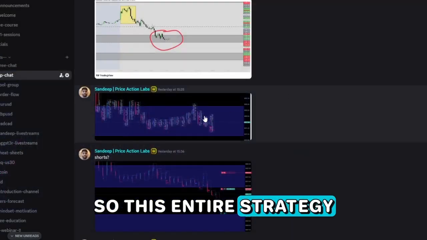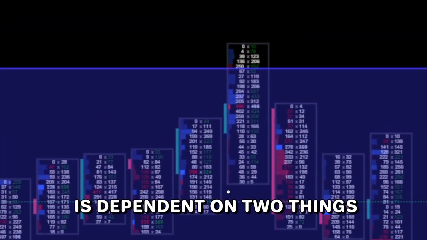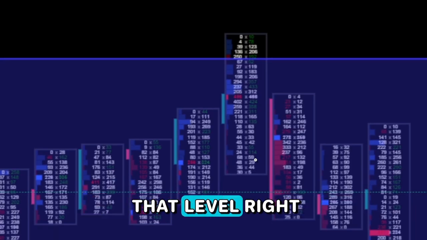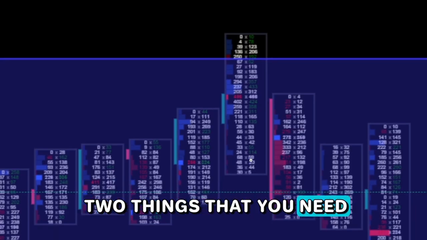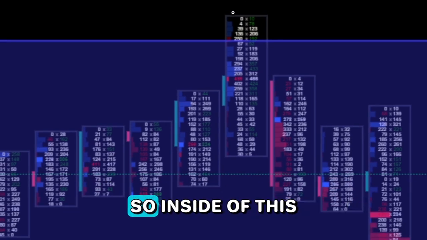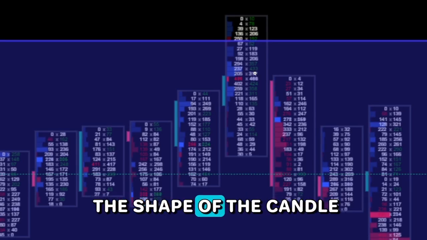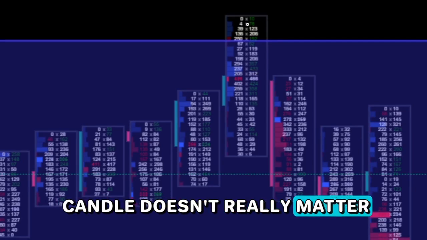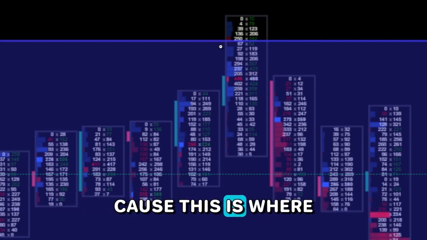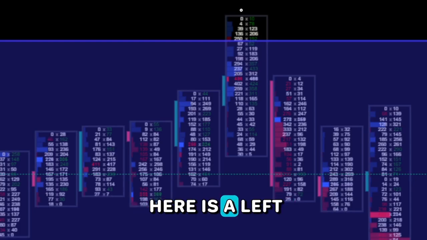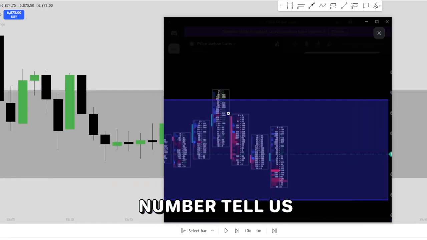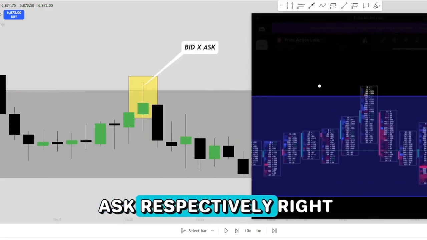This entire strategy is dependent on two things. You have the right level, and you know how to read price action correctly inside of that level. Those are the only two things that you need. So if we take a look at this candle over here, what do you see specifically? Inside of this green candle, the shape or type of the candle doesn't really matter. You want to focus on the substance inside the candle, specifically this top half, because this is where we have all the substance. What we see here is a left number and a right number. What do this left number and right number tell us? They tell us the bid and the ask respectively.